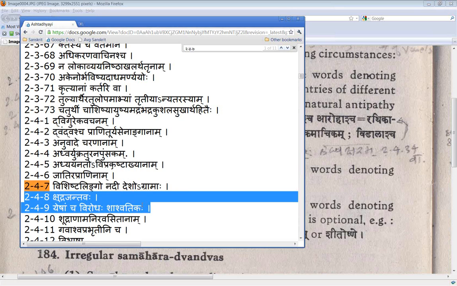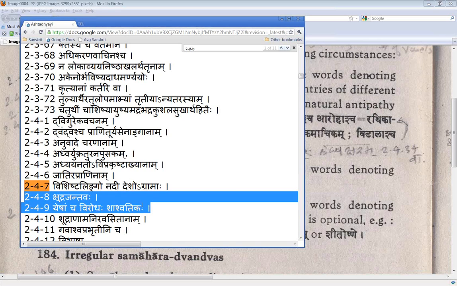The example given is ahinakulam, so snake and mongoose. Govyagram, so the cow and the tiger, or bull and tiger. Then kakolukam, which is a crow and an owl, kakolukam, ityadi.